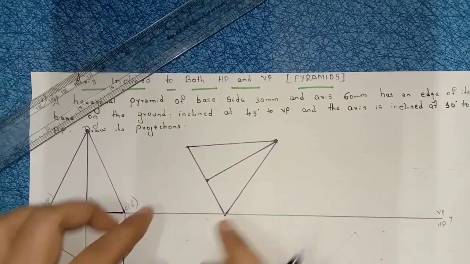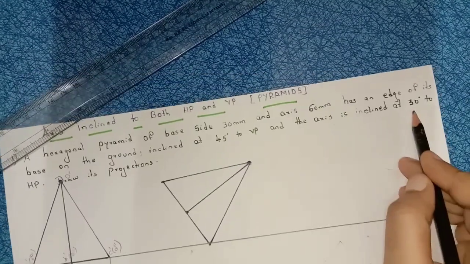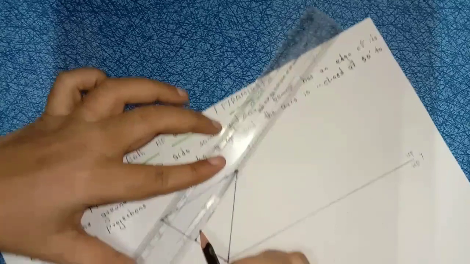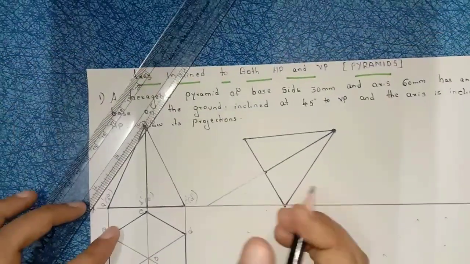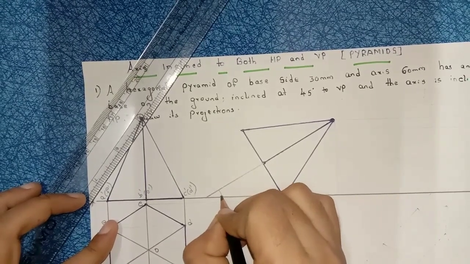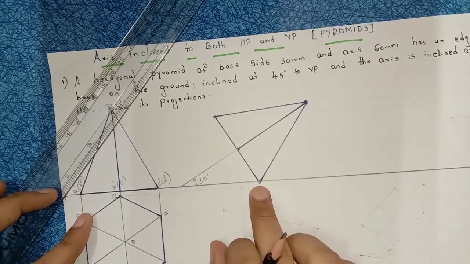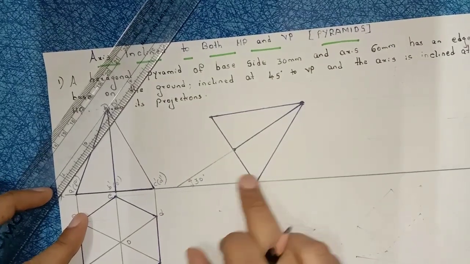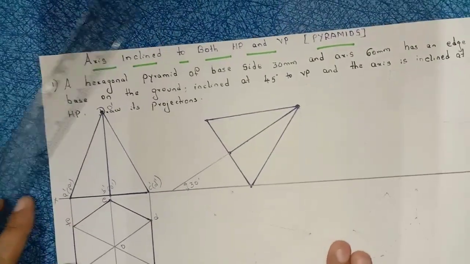The same pyramid we are drawing here. In the question they mentioned the axis is inclined at 30 degrees. So extend the axis line till this reference line. Now if you measure the angle here, it will be 30. I have constructed it by taking the base as 60. 60 plus 30 is 90, a right angle triangle here, and 90 plus 90 is 180.